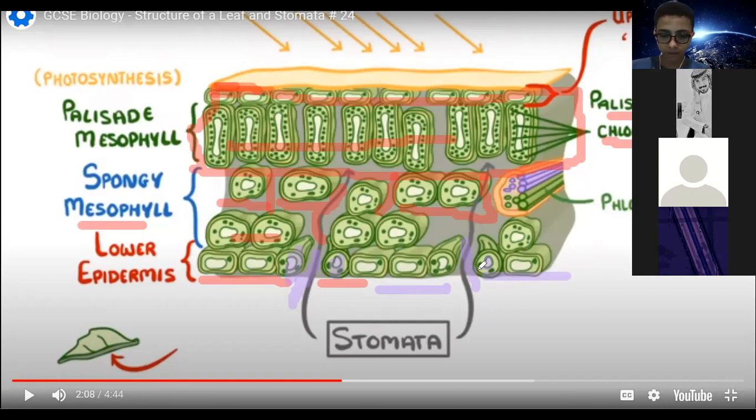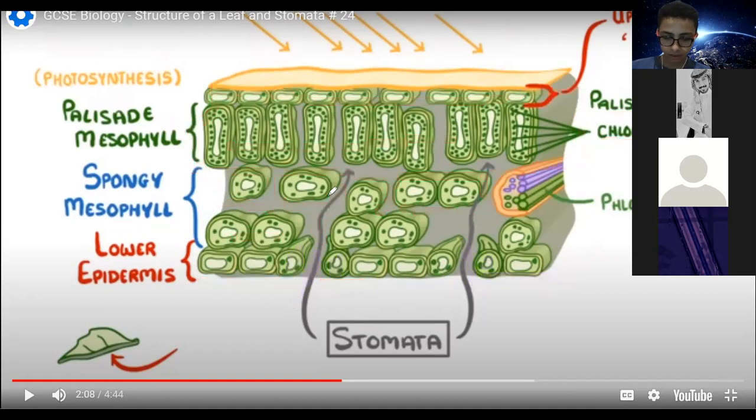So let's look at the rest of the video. Let me clear the annotations, and he will explain the parts of the stoma, how they work, and what their function is.